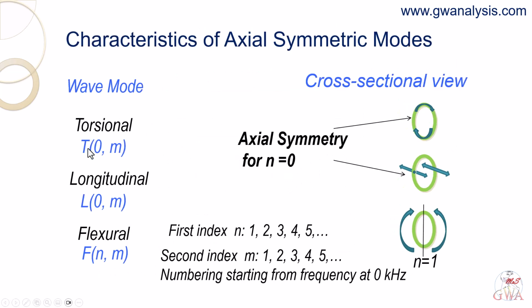The first index of 0 means that the torsional and the longitudinal modes are axial symmetric modes. The particle displacement at any point of the pipe cross-section is the same along the pipe circumference. We call this kind of property axial symmetry. However, the particle displacement of flexural mode is not axial symmetric, starting from the number 1. The second index M is the numbering order starting from the frequency 0 Hz.